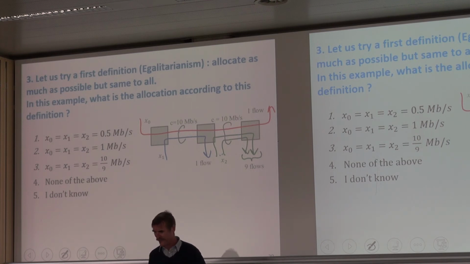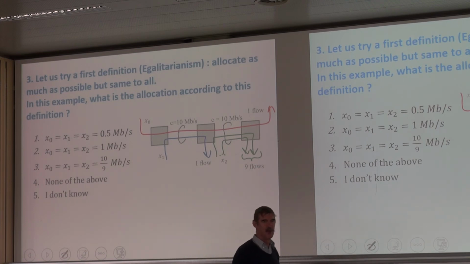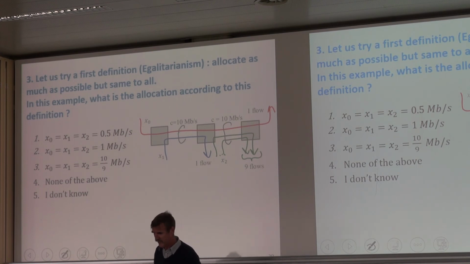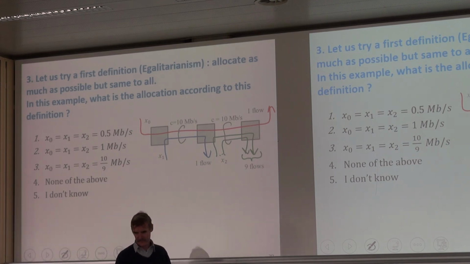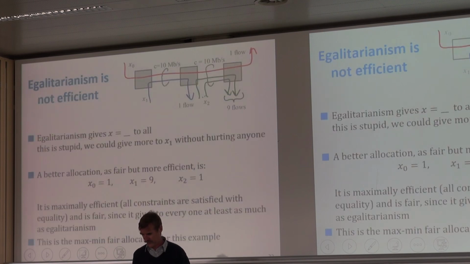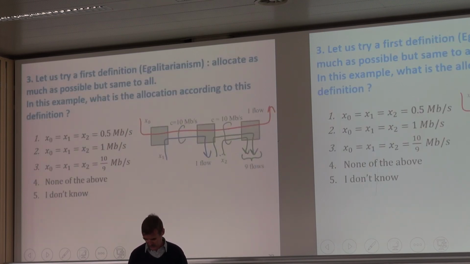So, what do you get here? What's the maximum you would give to everyone? Five more seconds. And the majority vote is the correct answer. This is the correct answer.